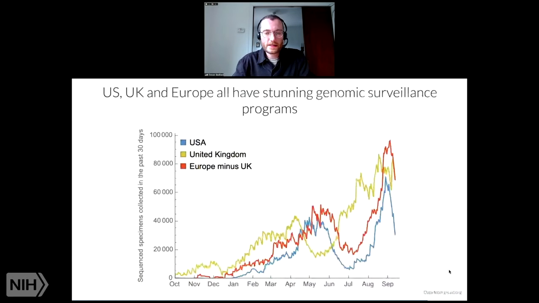However, this genomic surveillance is not completely even across the world, as you might expect. If we look in the US, UK, and Europe minus UK, we're all doing fairly equivalently, at 10, 20,000, 80,000, 100,000 genomes shared in the last 30 days. This gives a huge window into what's circulating. This allows methods like what I was presenting from Marlin to work, where we have detailed frequencies through time.